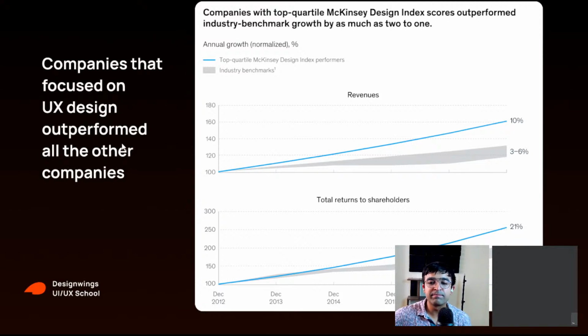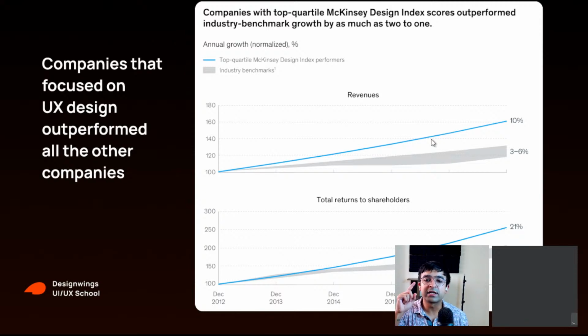So industry benchmarks for this, as you can see, are in gray, and this gray line identifies the normal companies, which generally don't go out of their way for UX. But top quartile McKinsey Design Index performers performed well due to better improvement in design, better improvement in research, things like that. So in companies, when we are working as UX designers or product designers, we have a lot of metrics that we can see.